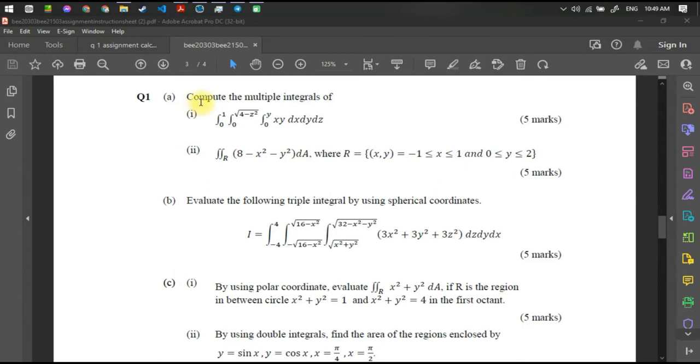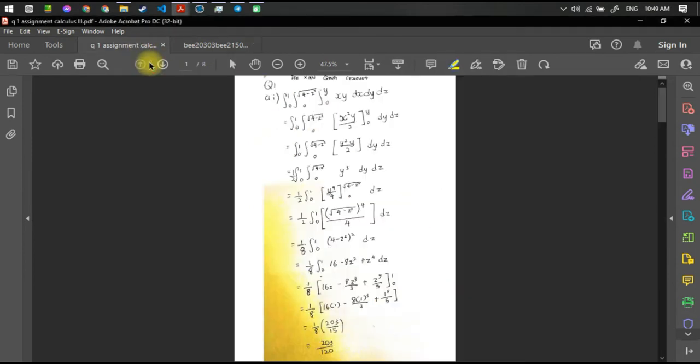Let's look at question 1A1. Compute the multiple integral of integrate 0 to 1, integrate 0 to square root of 4 minus z squared, integrate 0 to y, dx dy dz. First, we need to integrate dx first. We will get this equation. Then we integrate with y, dy, we get these equations. Then we integrate with z, dz, we get the final answer of the question.